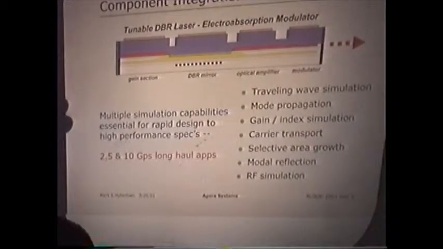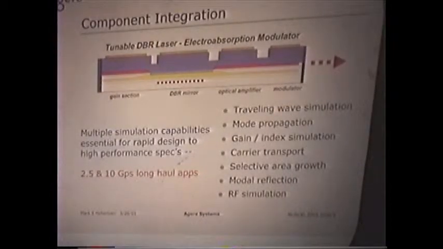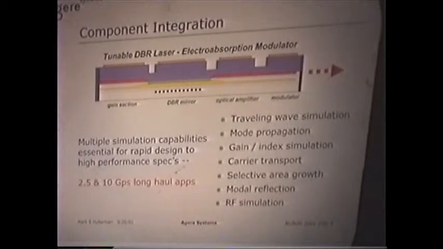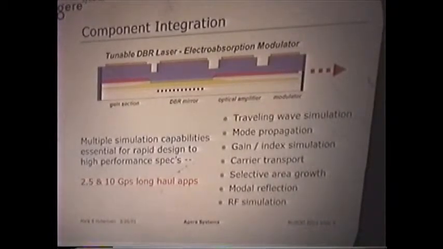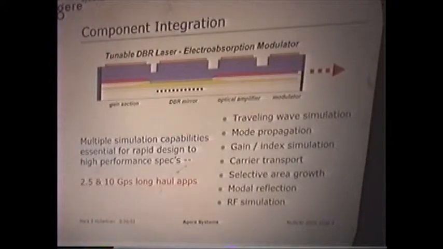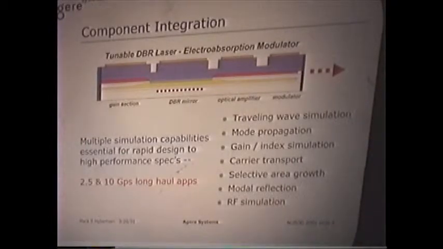I mentioned the complexity in the long-haul network, an explosion of the number of wavelengths involved. One approach to that is to try and make devices that address more than one wavelength. The approach that we've done a fair amount of work on is a tunable distributed Bragg reflector laser, integrated in this case with an optical amplifier and an electroabsorption modulator. A 2.5 gigabit version was announced at OFC last year. The 10 gigabit version was discussed at this year's OFC.